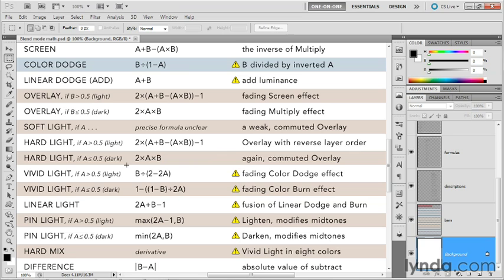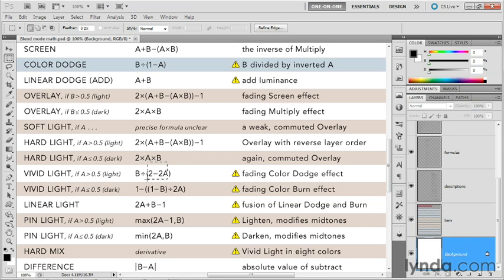All right, next we have vivid light. Vivid light is again concerned with the luminance level of the active pixel, that is the pixel on the active layer. And if that pixel is brighter, then we end up applying a variation on the color dodge effect. So you may recall that color dodge inverts the luminance levels on the active layer and then divides them by the background layer. In the case of vivid light, we take 2 minus 2a. So it's still an inversion, but it's 2 times the inversion. And then we divide that by the background layer.